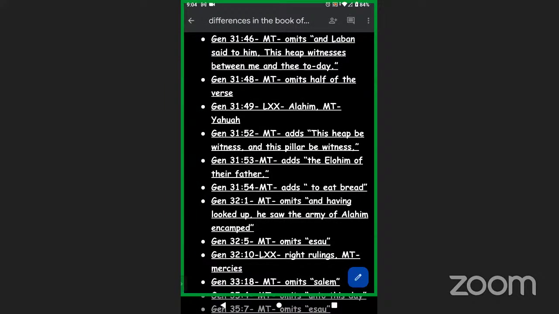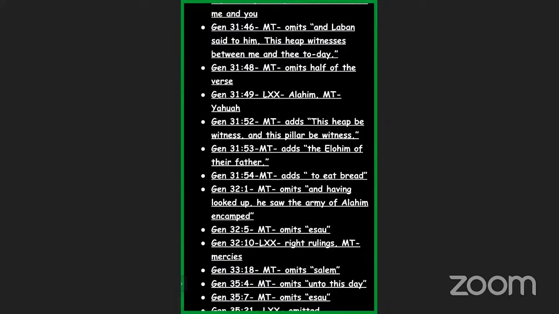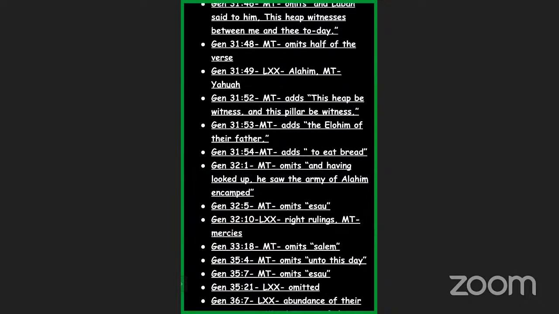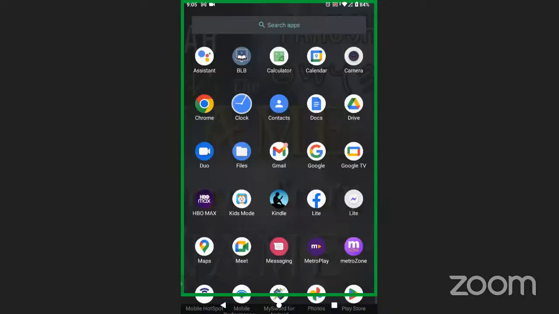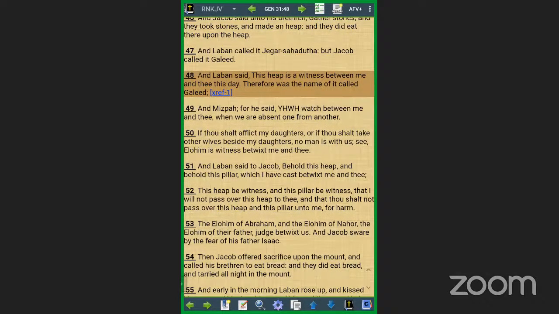Let's see, we're at, I think, verse 48 here of Barashith, Genesis 31, so 31:48. Masoretic text omits half of the verse. So we're going to look at that right now. All right, so we're going to look at Genesis 31:48. So the Masoretic says, and Laban said, this heap is a witness between me and you this day. Therefore, the name of it is called Gilead.